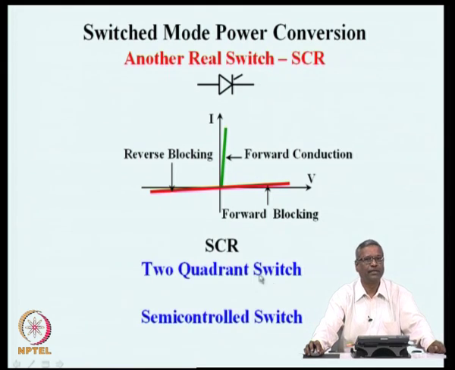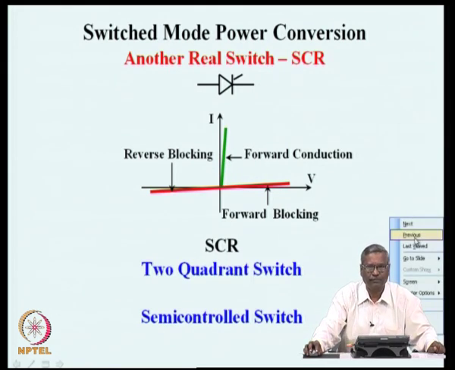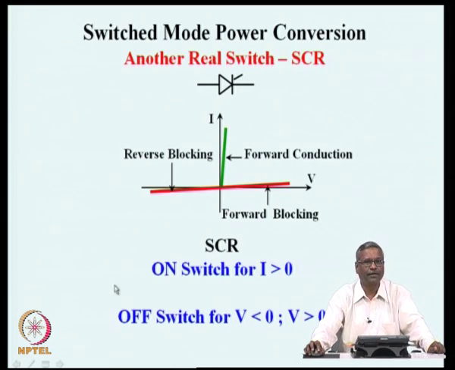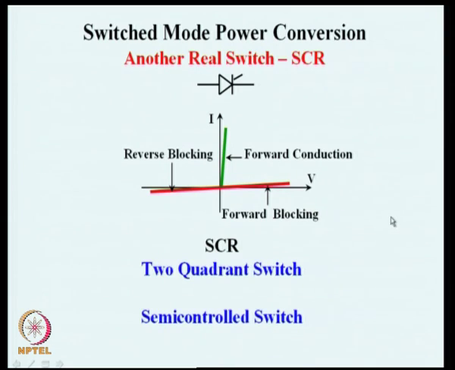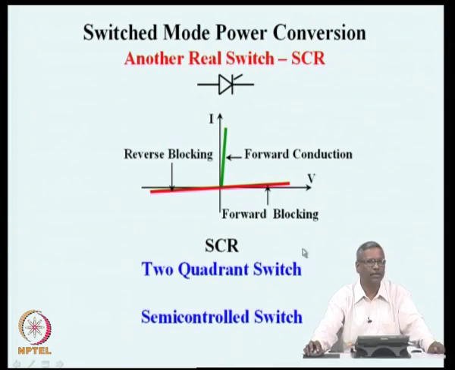In the on state, it has a characteristic which is very close to the current axis. The off state is when the device has not been triggered on. The gate and the cathode are connected together, or no current flows through the gate and cathode, and the device is in the blocking state. In that state, both positive voltage and negative voltage can be blocked. So, this is an on switch for positive current and an off switch for both positive voltage and negative voltage. So, you can see that this is now a two quadrant switch. It can block both positive and negative voltages, but it can pass only current in one direction.